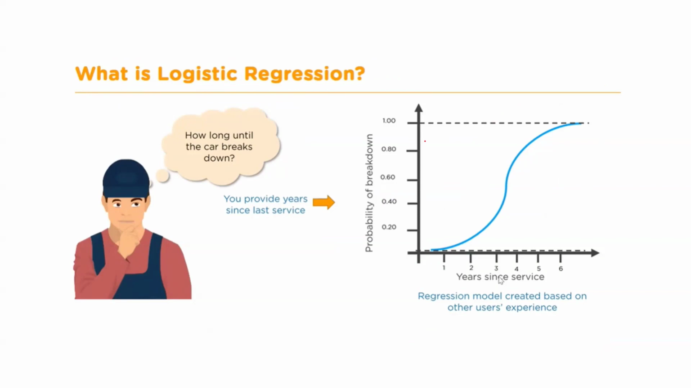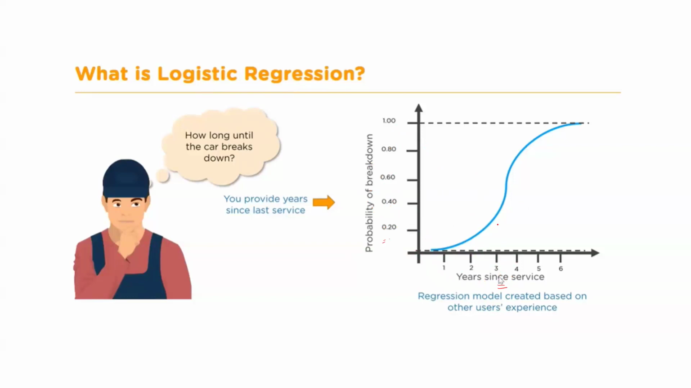Okay, for that we are going to use, say, the same as linear regression. We are going to have an x-axis and y-axis. Here in the x-axis, we are going to give years since service, and in the y-axis, the probability of breakdown. Okay. So here, we are going to give the probability values. Probability always ranges between 0 and 1. And in the x-axis, the number of years.